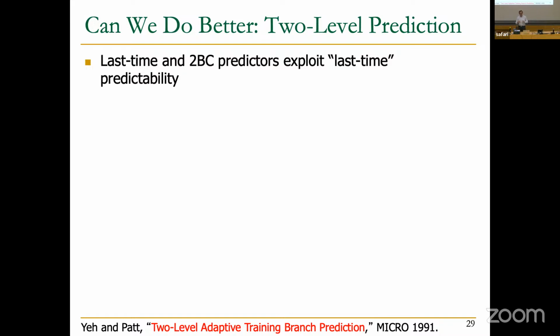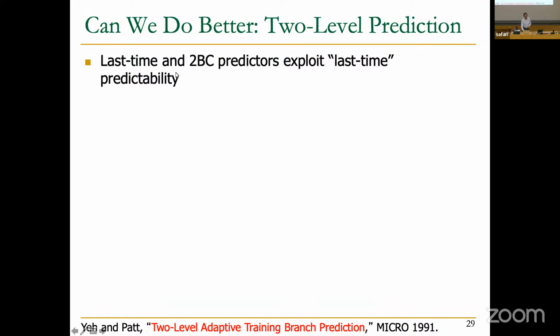And the idea that really leapfrogged the processors at the time was introduced by this paper. The idea is called 2-level prediction. So instead of looking at 1 level of history, look at 2 levels of history. That's the idea. Now, what does this mean, of course? Let's take a look at what this means.